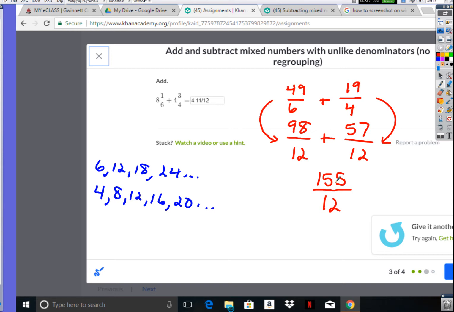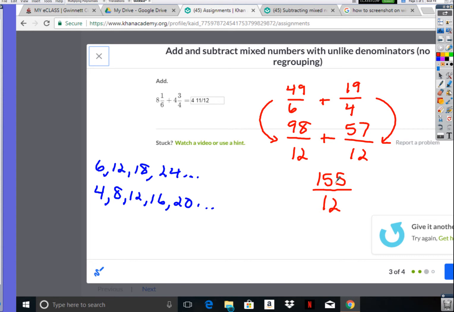I prefer improper fractions. I believe Khan allows you to enter your answers improper. You can leave them improper. I don't have the ability to enter this, this is a picture, so I can't enter this in. But what they will mark you wrong is if you're able to simplify but you don't.